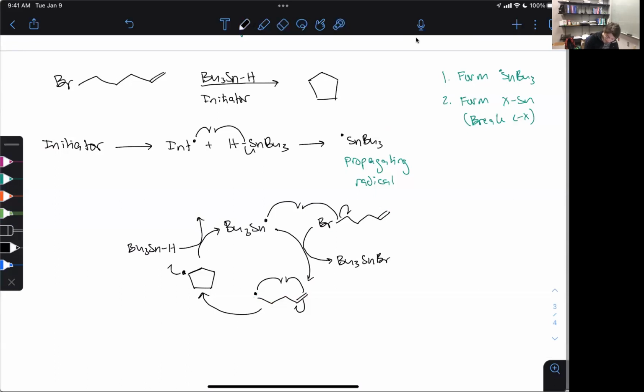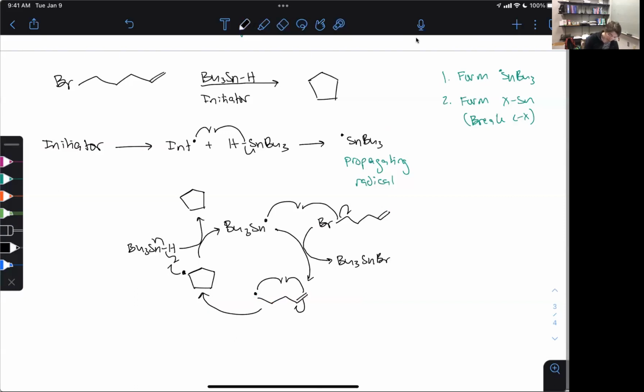We're going to do a hydrogen abstraction like we've done a bunch of times now. And then that's going to remake our tributyl tin radical, and give us the H that we need to get back to, no radical product. So we formed the product, we formed our propagating radical, and we made it out the other side.